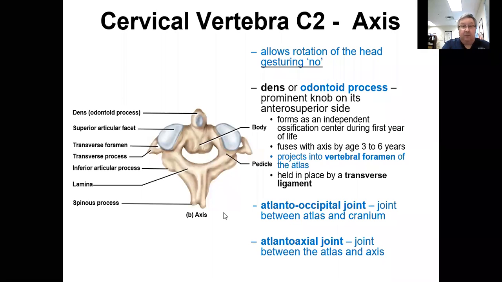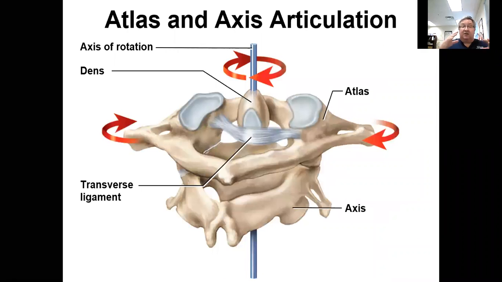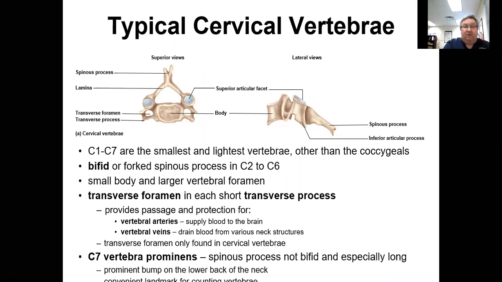Here we go. So here is the C1 and C2 and how they articulate with each other. As you can see, there is a transverse ligament that helps keep the vertebrae together. All right. You can see the dens there on the top, the axis and the atlas there. We'll go through each of the vertebra and then we'll go through the muscles that attach to the vertebra in a second.